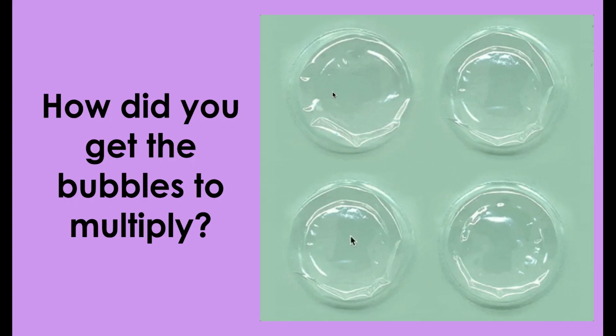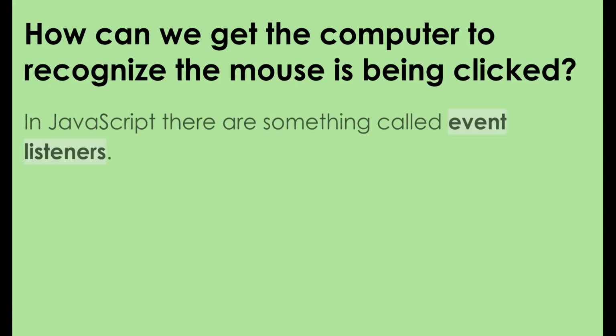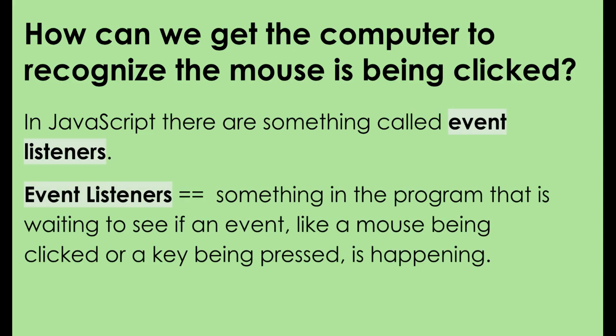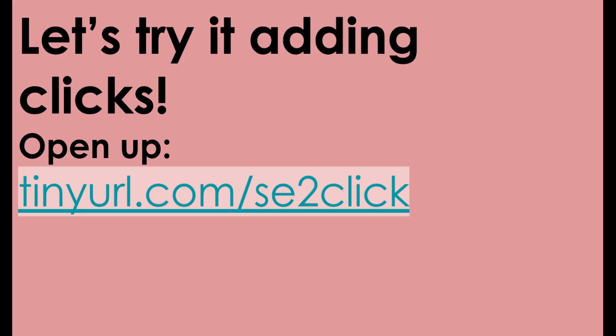So we are going to get the computer to recognize the mouse as being clicked. In JavaScript, there's things called event listeners. An event listener is something in the program that is waiting to see if an event, like the mouse being clicked or a key being pressed, is happening. The computer is literally listening for a click.